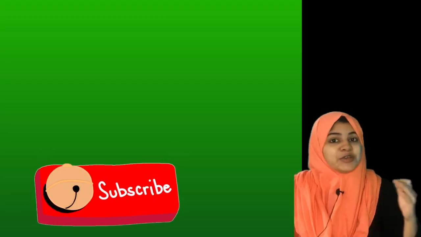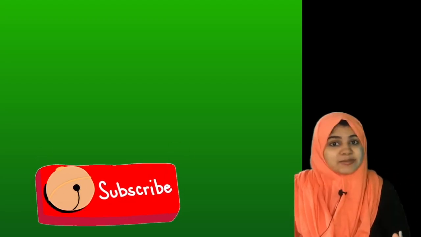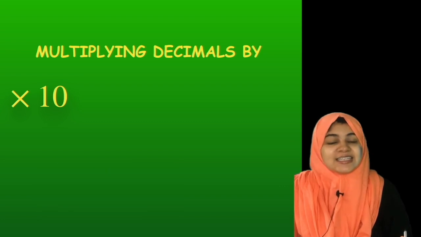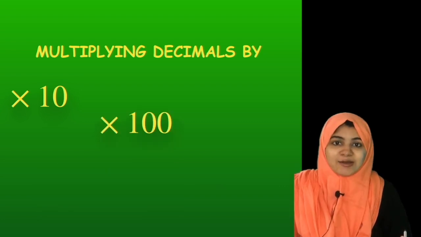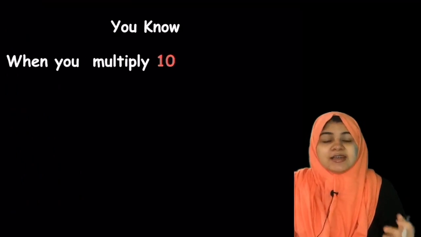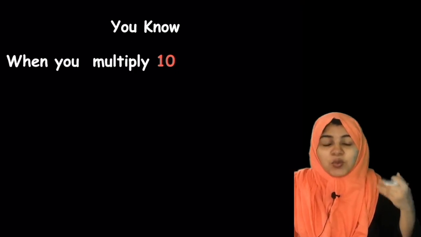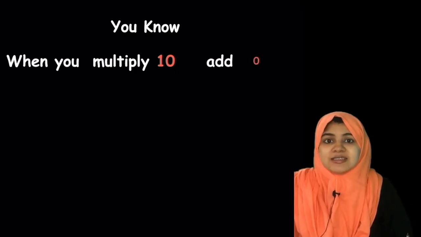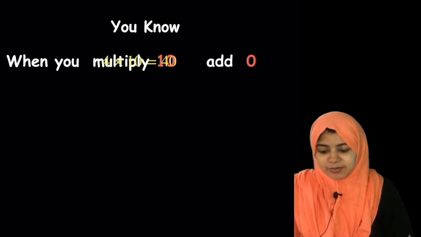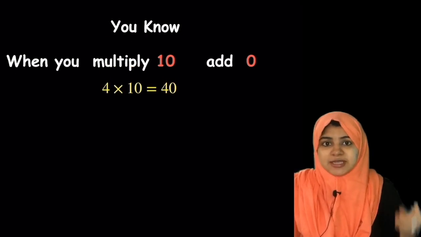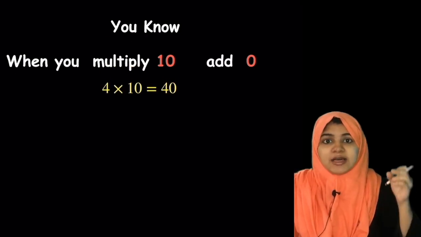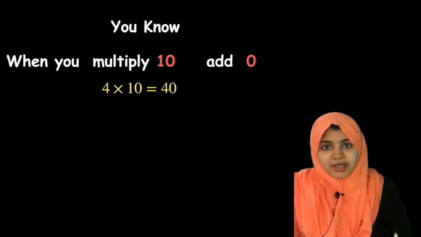Hello everyone, today we are going to see multiplying decimals by 10, 100 and 1000. So, you already know that when you multiply a whole number by 10, what you do is you add a 0 to it, right? See the example here? 4 times 10 means we add a 0 to 4, that is 40.